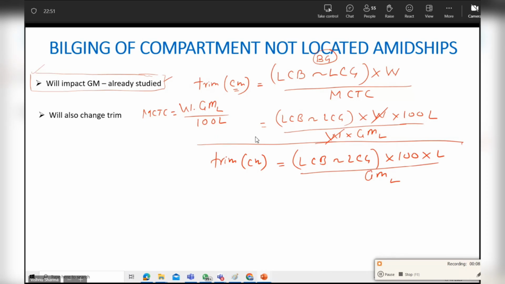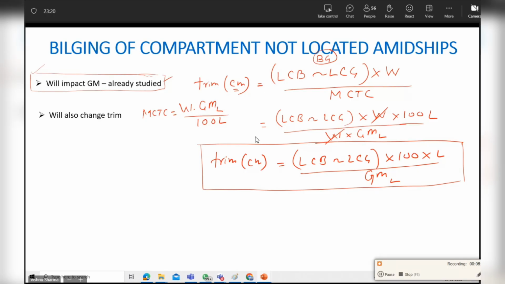This formula is the same, only it saves us a few steps. We don't have to unnecessarily worry about the displacement, and we don't have to worry about calculating MCTC. So we can cut short and use this formula. Do you agree with this formula on display, beta? Yes, sir. Trim in centimeters is equal to LCB difference LCG into 100 into L upon GML. So this is the formula we shall be using.